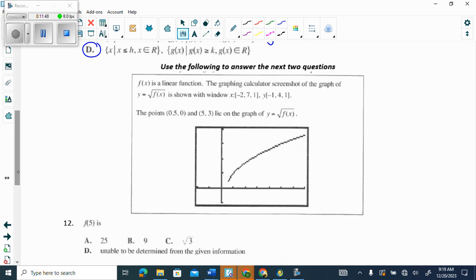Okay, f of x is a linear function. This is not obviously f of x because that is not linear, right? f of x is a linear function. The graphing calculator screenshot of the graph of y equals root f of x is shown. The points (0.5, 0) and (5, 3) lie on the graph of root f of x.